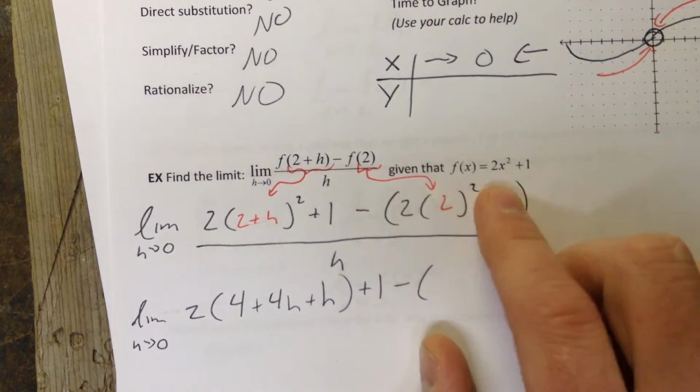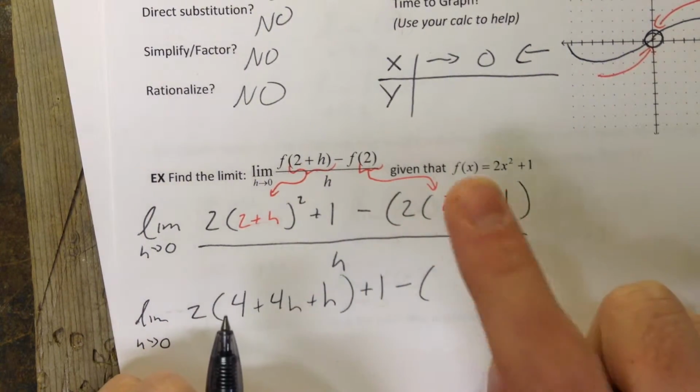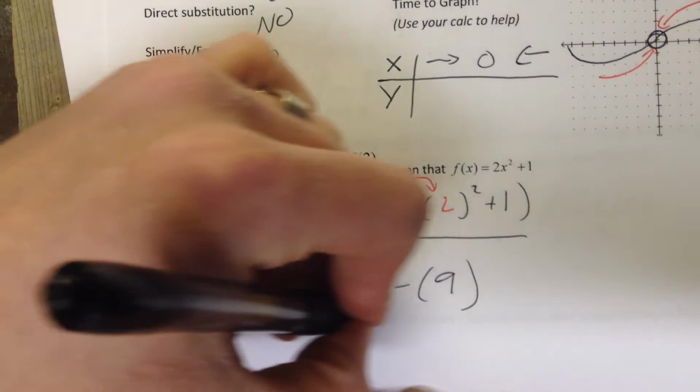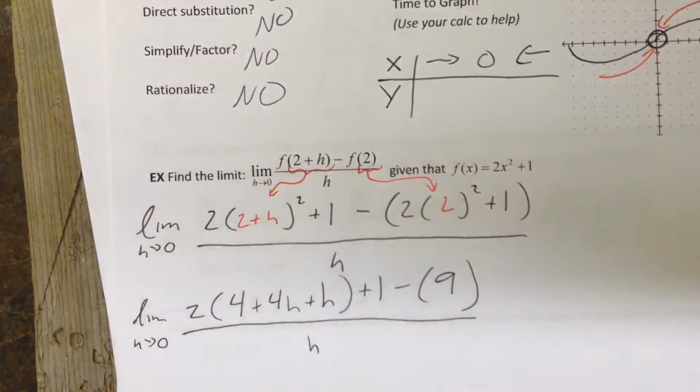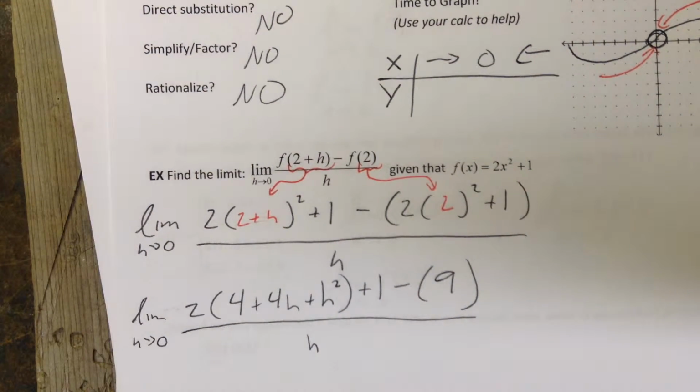Now inside the parentheses right here, if you're following the order of operations, 2 squared is 4. 4 times 2 is going to be 8. 8 plus 1 is going to be 9. So we'll have 9 inside that parentheses. And the whole thing is over h. That's a popular thing for a lot of people to forget. All right, that's looking pretty good, but we need a little bit more.